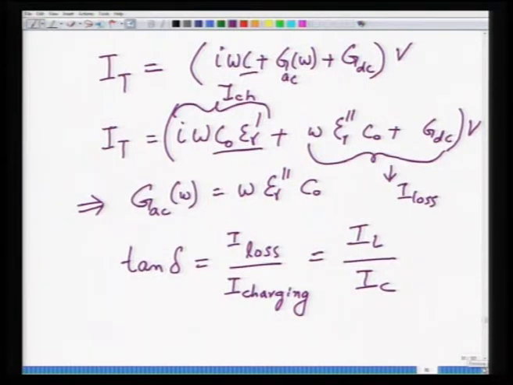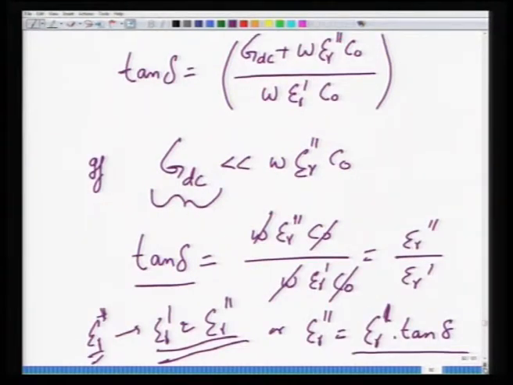Now from this analysis, if you delve further, you find an expression for tan delta, which is nothing but I loss divided by I charging, and this tan delta can be expressed in terms of GDC plus omega epsilon r double prime C naught, divided by omega epsilon r prime C naught.